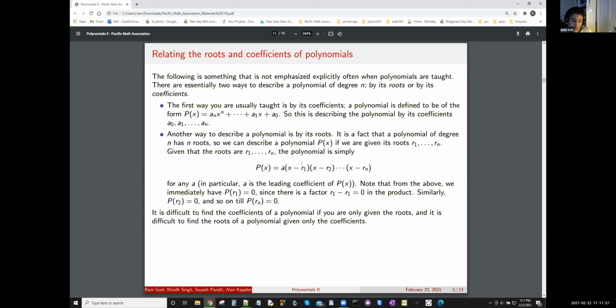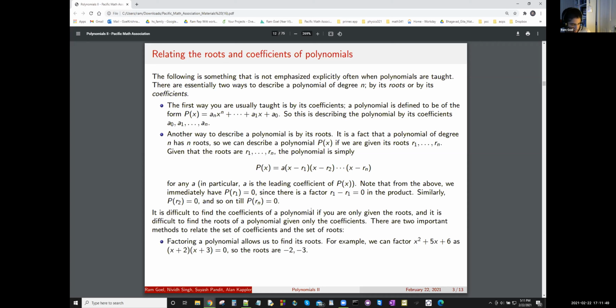Another thing that's very hard is finding the roots of a polynomial given only the coefficients. That's what we call factoring. If you have a polynomial, say x squared plus 7x plus 5, there are ways to find its roots, but that is also hard. So what we're going to talk about is how we can relate the roots and the coefficients.